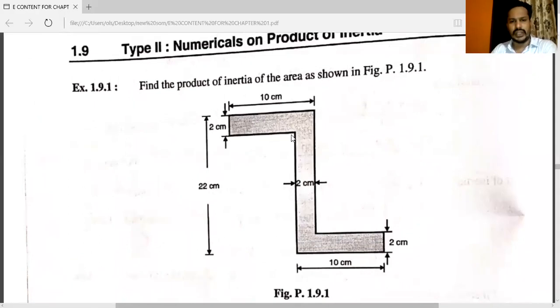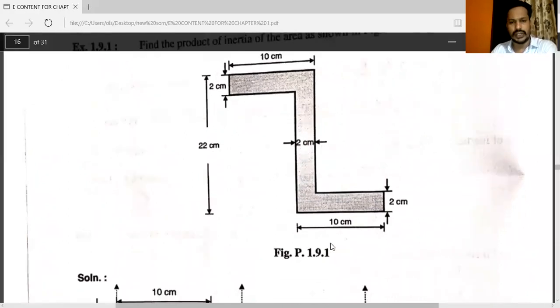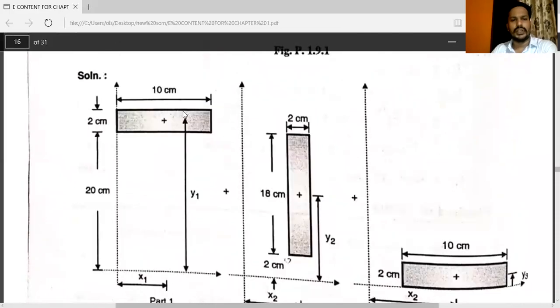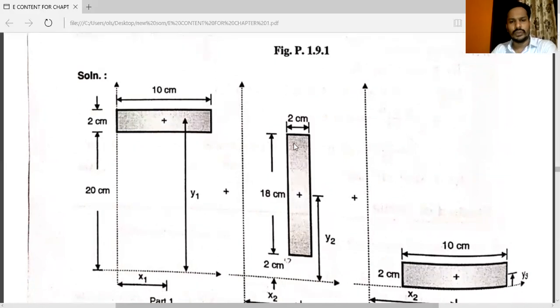We have taken this one as the first area. The top flange is the first area, web is the second area, and bottom flange is the third area. You can see in this diagram. This one is the top flange. The distances are given. This one is a vertical web, and this one is the bottom flange.